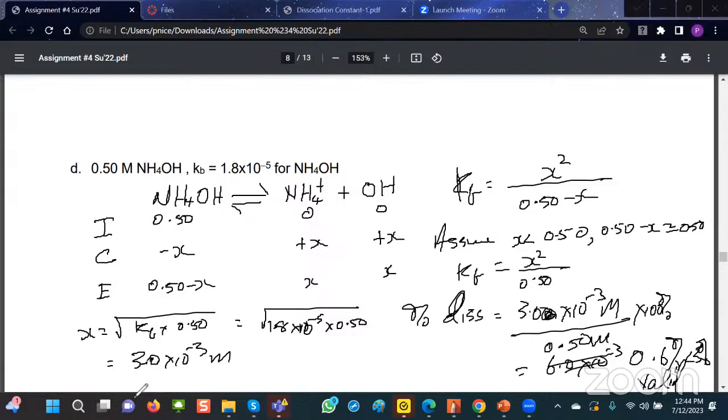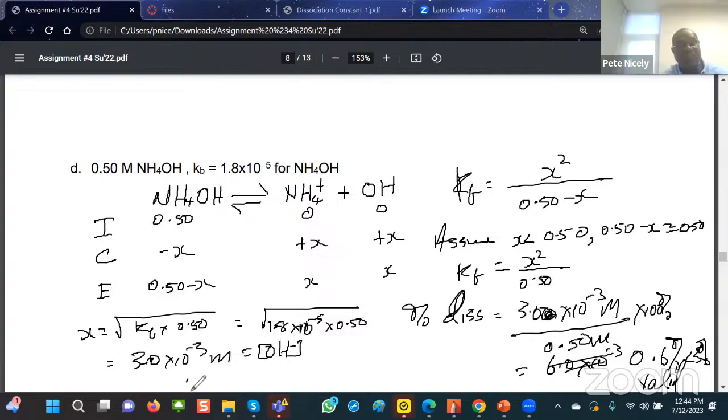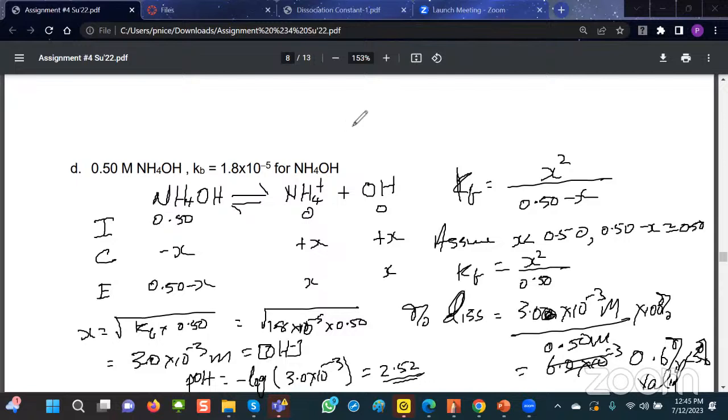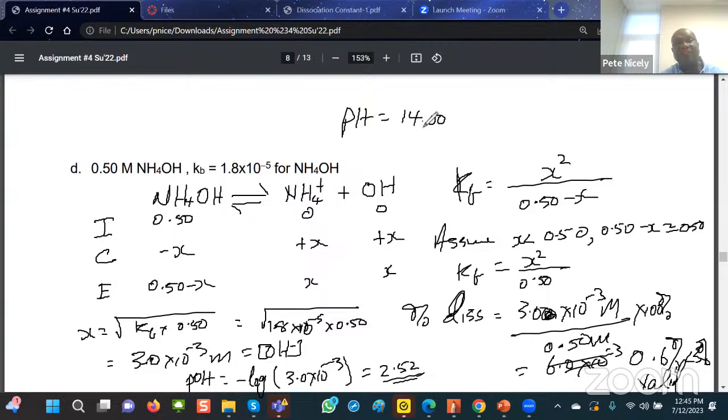You have the concentration of OH negative, so you plug it into the pOH equation. Okay, so pOH is equal to minus log of 3.0 times 10 to the minus 3. And that, according to my calculations, is 2.52. So what's the next step? To get pH, you would do 14 minus that value. 14.00 minus the 2.52. And according to my calculation, that works out to be equal to 11.48.